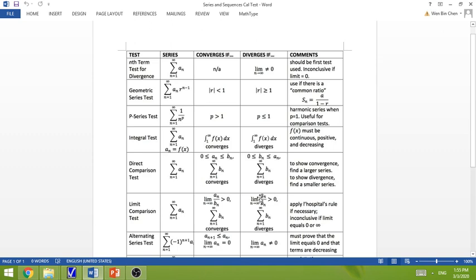But the thing is that a sub n over b sub n is greater than 0. If that b sub n diverges, so that means a sub n diverges.